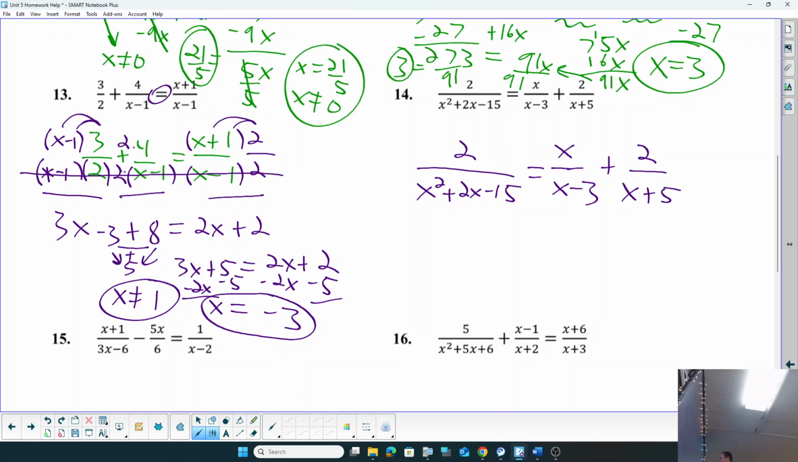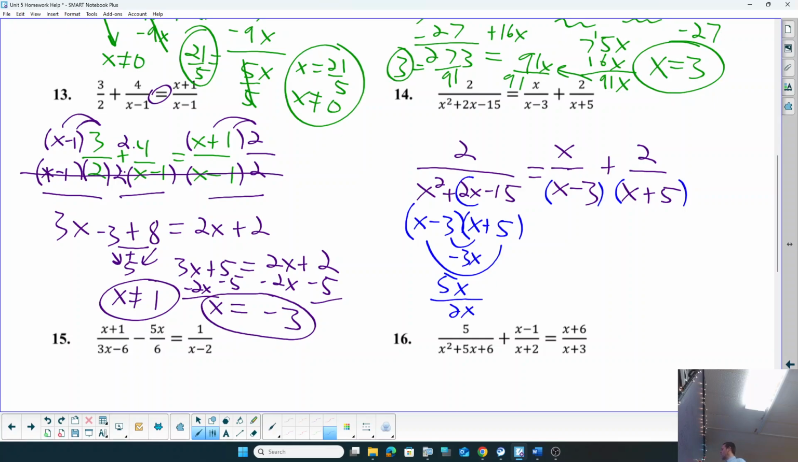So if you're not very good at factoring, chances are, during the test, you're going to see the factors right there. So we get an x minus 3 and an x plus 5. Does that work? 5 times x is 5x. Negative 3 times x, negative 3x. 5x minus 3x is 2x. It worked. Okay, so there we go.